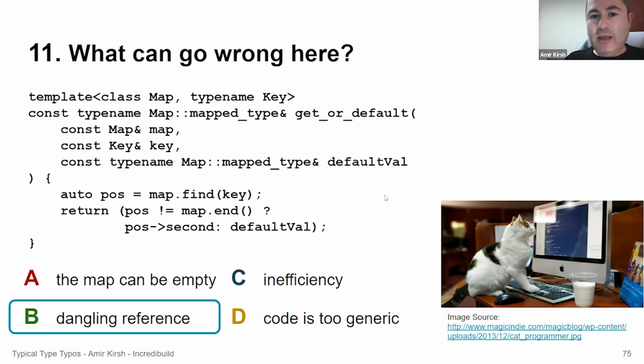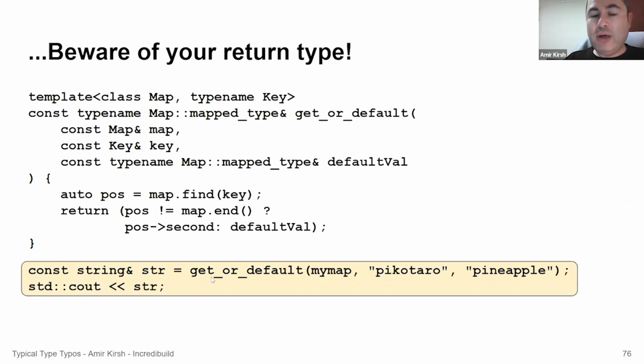So where is the dangling reference? The dangling reference is, if I'm calling this function, get_default, and I'm getting back a const reference, and I'm holding this reference as a reference, because I know this is a reference, so I know it is still alive. It might be that it is not. How come? Because maybe the default value was created from a temporary. Now, if the default value is created from a temporary, like for example, we call get_default, we are looking for picotaro. If we do not find any picotaro, then please bring me back a pineapple.